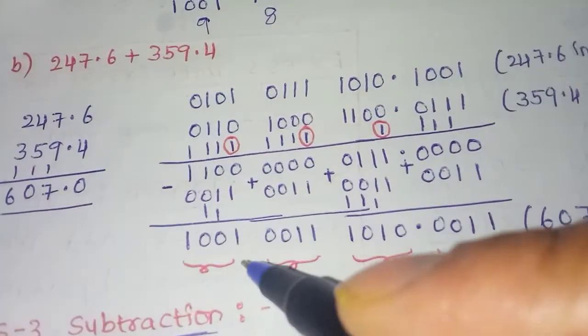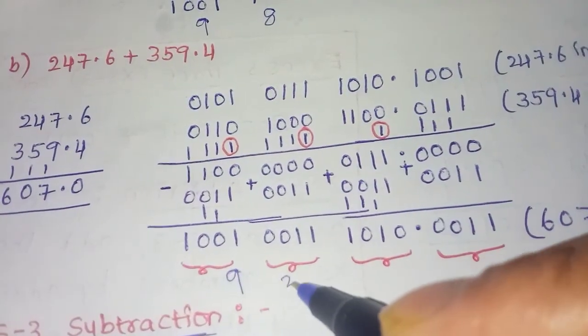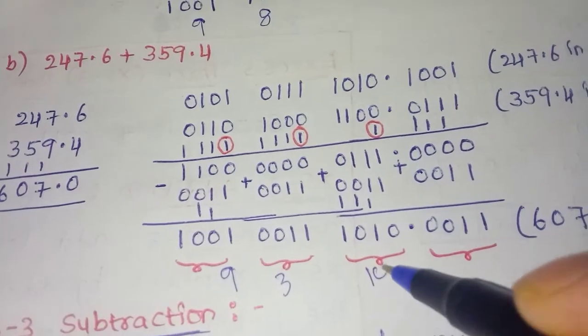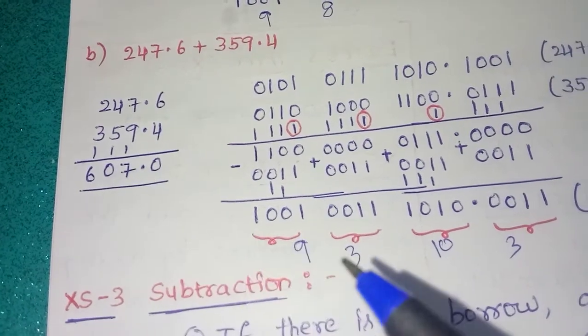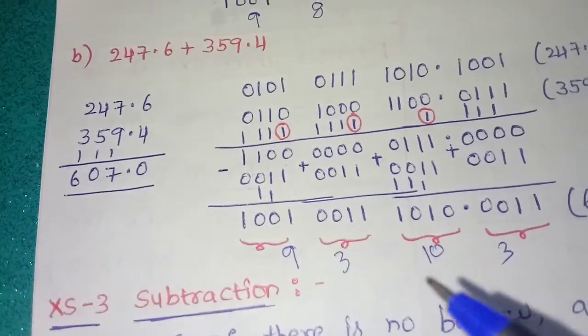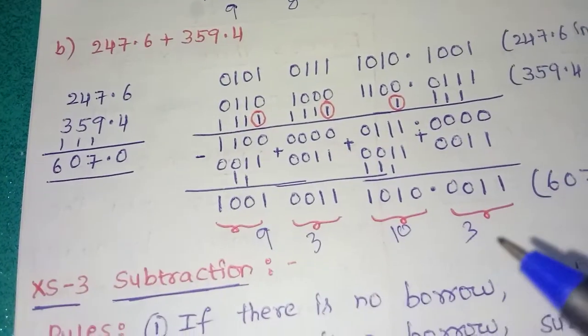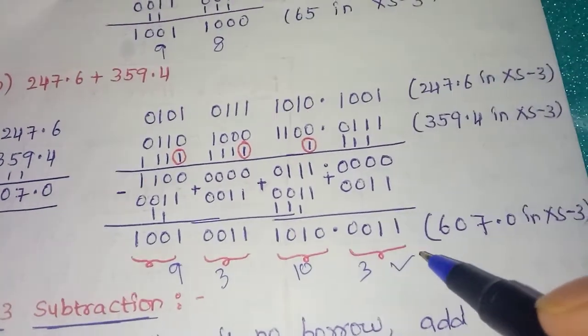Now if you look at this, it becomes 9, it becomes 3, it becomes 10, it becomes 3. Now 6 plus 3 is 9, 0 plus 3 is 3, 7 plus 3 is 10, then 0 plus 3 is 3. In this manner you have to perform excess-3 addition.